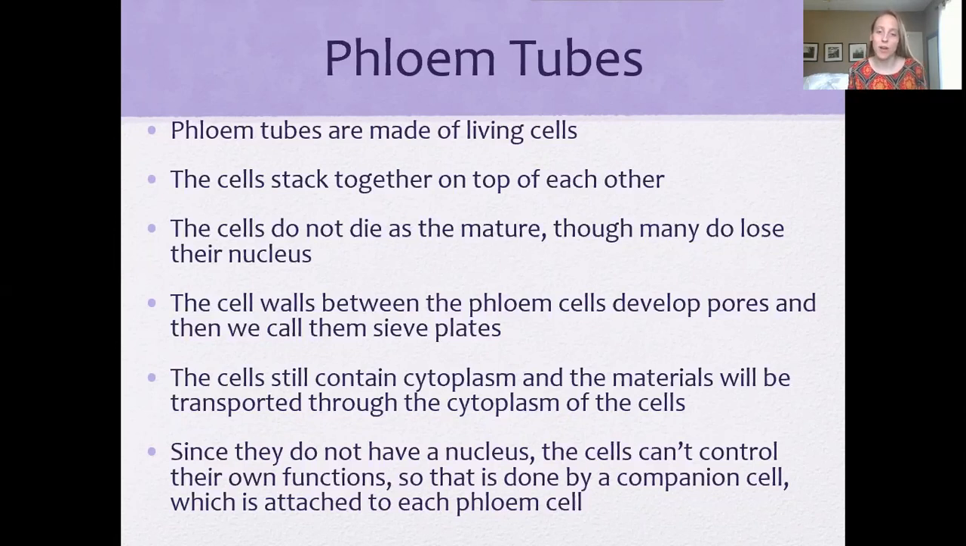The cells do also still contain their cytoplasm, so the sap that's going to go through the phloem tube is transported through the cytoplasm. And because they don't have a nucleus anymore, they can't actually control their own functions. So instead, the phloem tubes develop what's called a companion cell, which attaches to the side of the phloem cells, and that companion cell ends up regulating everything that's happening inside the phloem tube.